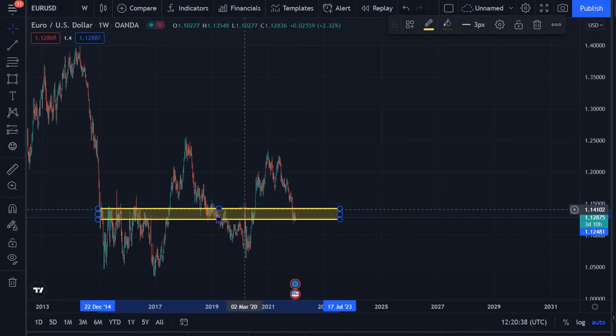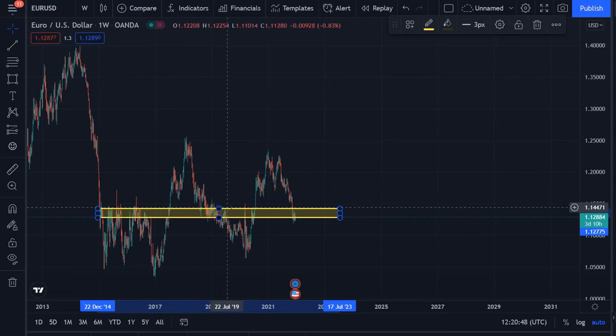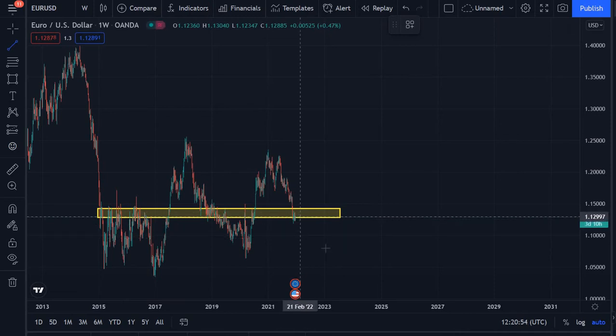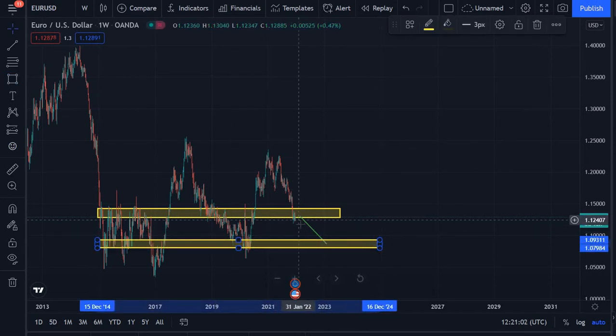Here we saw a small kind of rejection, so it looks like this support resistance zone here isn't really holding that well, I would say, which means the question here is if we can break here to this low, because at the moment it looks like we could actually go all the way to here on the weekly.